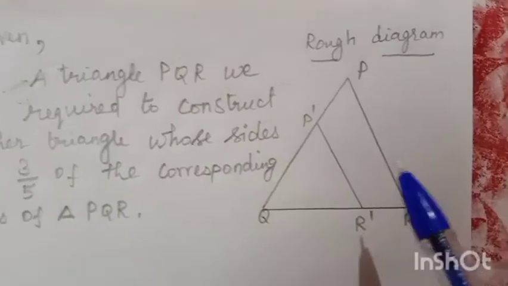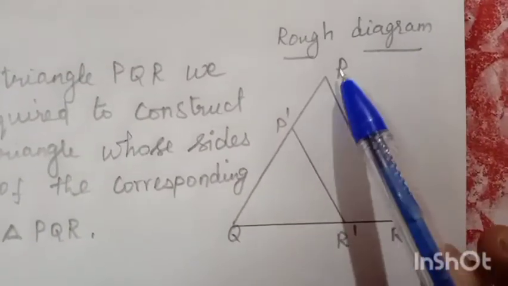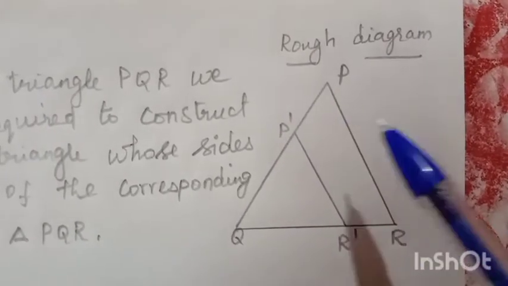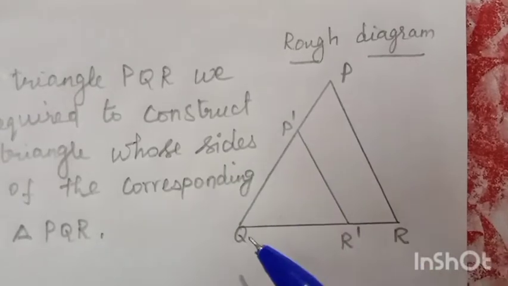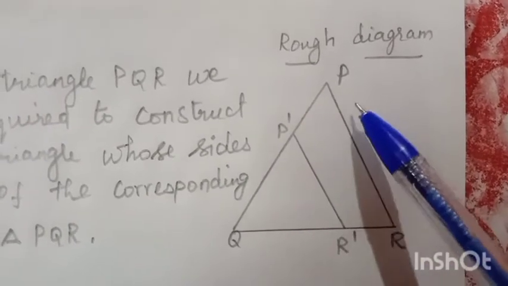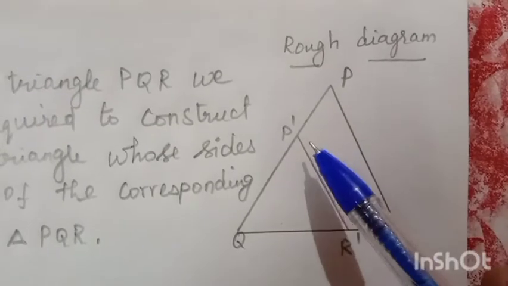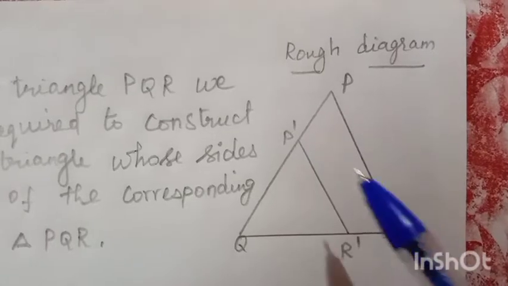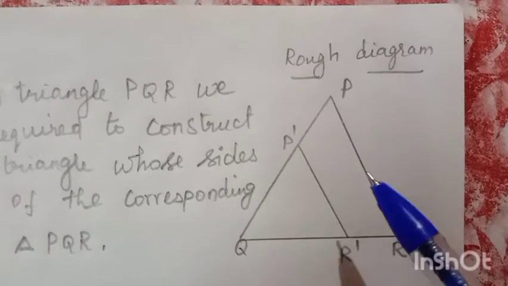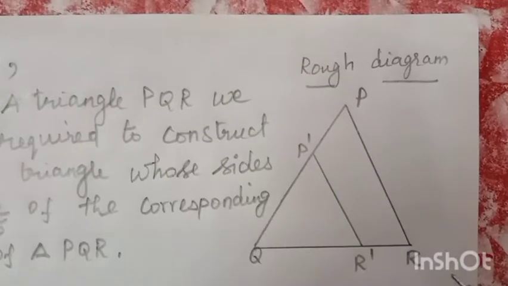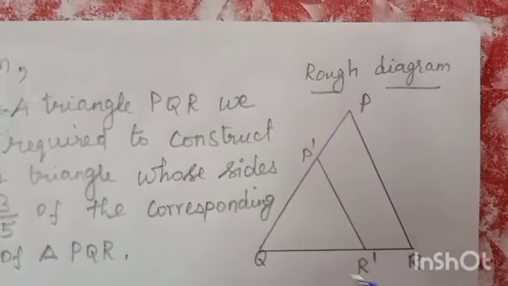Okay, you have to draw the rough diagram. You have to draw the big triangle PQR and the similar triangle P dash Q R dash. You have to see that these two sides PR and P dash R dash look like parallel lines. Okay, these two are parallel lines. Now we have to construct the triangle similar to PQR, that is P dash Q R dash.